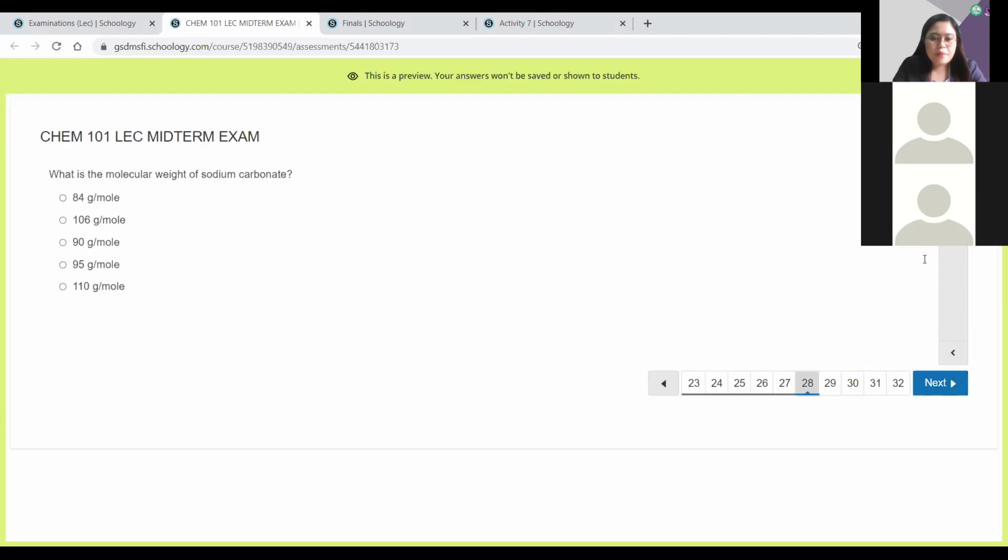Next, what is the molecular weight of sodium carbonate? So sodium carbonate is Na2CO3. Sorry, I cannot make the numbers subscripts here, I don't have an option to make them subscripts. But nevertheless, we'll have sodium, carbon, and oxygen here. We have 2 sodium times 23. So this is 46. While for carbon, you only have 1 atom there times 16. So this is 16 here.